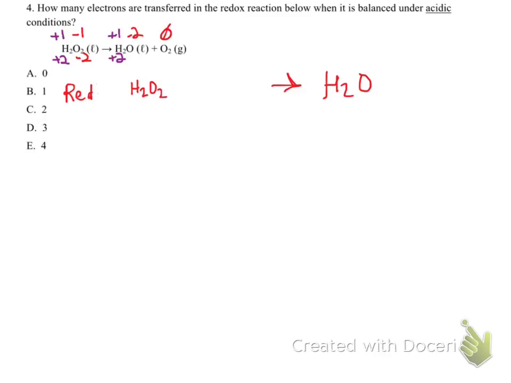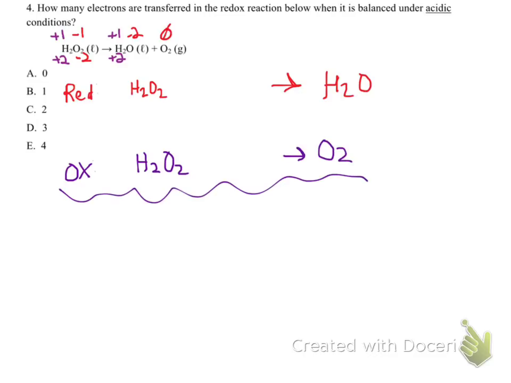Cool. Now let's set up our oxidation half reaction. Well, our H2O2, our oxygen is going from minus 1 to 0. What? Look at this! The same thing that's being reduced is also being oxidized. This is a case of something called autooxidation or a disproportionation reaction. It just means that the same molecule is both reduced and oxidized. Cool.